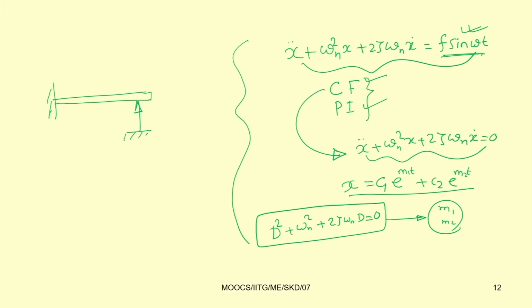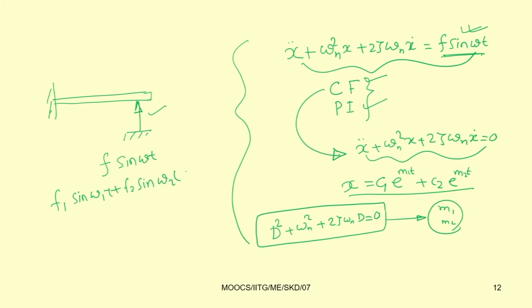This forcing may be a constant force, or you can give a periodic force also. In case of periodic force, the force may be F sin omega t, or you can give a combination of forces also. For example, let you give a force of F1 sin omega 1 t plus F2 sin omega 2 t.